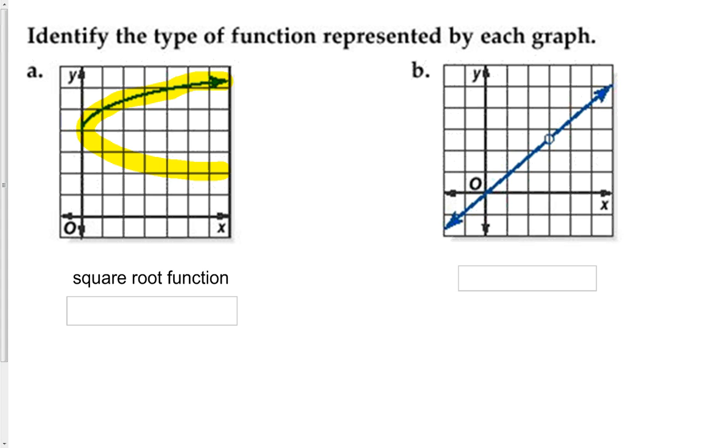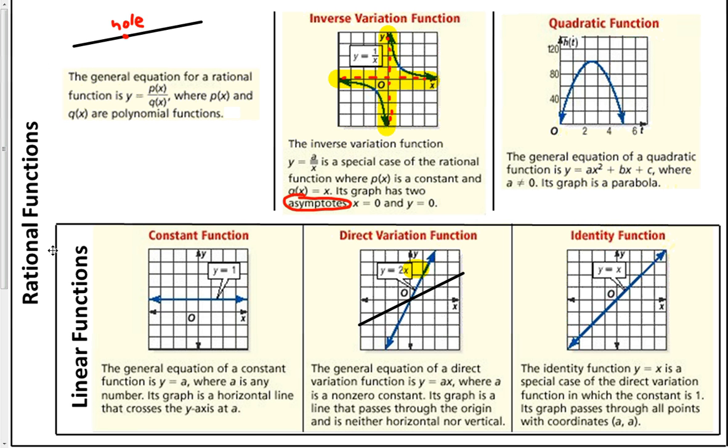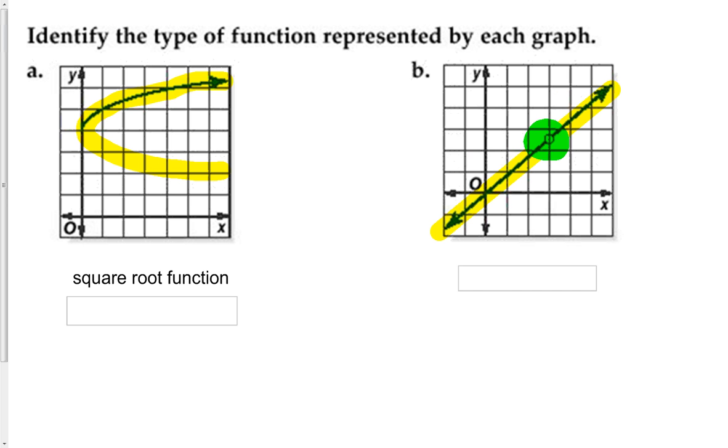This next one here looks like it's a line. So we would say, oh, it's linear, and look, it passes through the origin. Great, so it's a direct variation if we want to be more specific. However, we've got a problem. We've got this hole here in our line. Now, whenever you have a hole in the line, you can't classify it as a typical linear function. You just have to call it a rational function. It doesn't qualify as the special case of being an inverse variation, so just a standard rational function would do for this one.